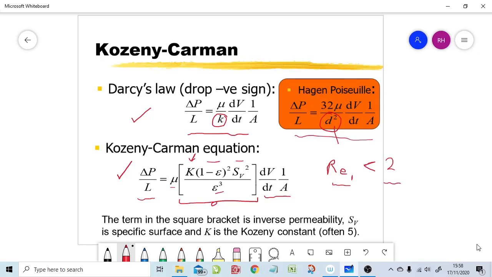So this equation is only valid, becomes less and less valid as the modified Reynolds number becomes greater and greater than 2. And that's true of the Kozeny-Carman equation and Darcy's law. They are both linear equations, so therefore they are both laminar flow equations.